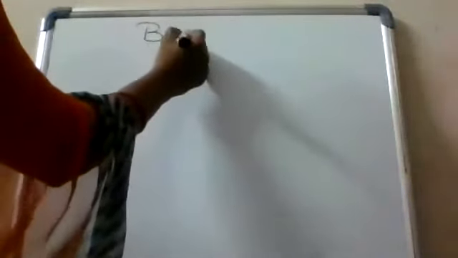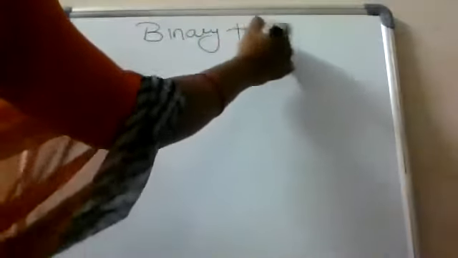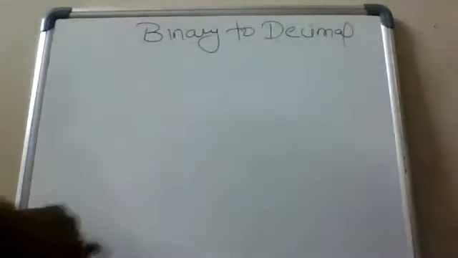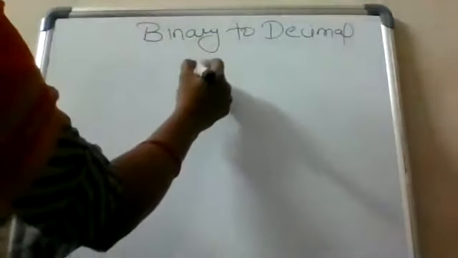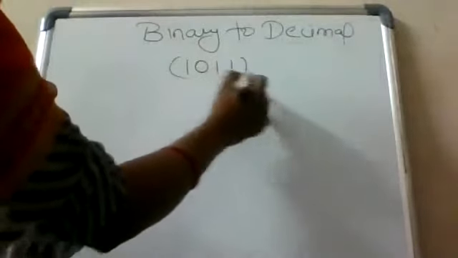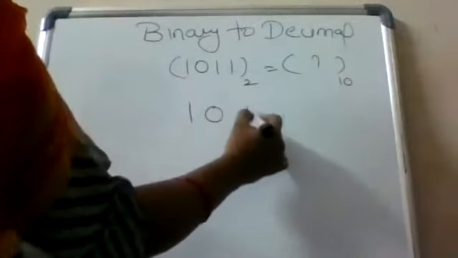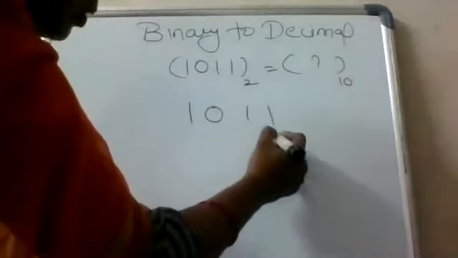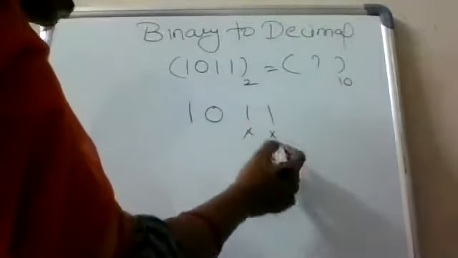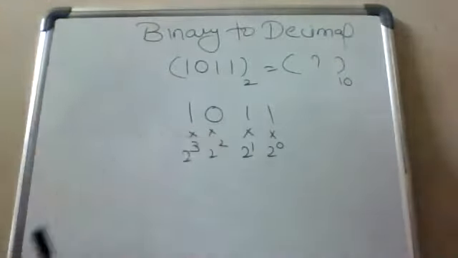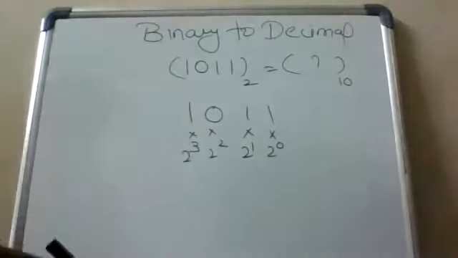Next, binary to decimal. In binary to decimal, base 2 is converted to base 10. Given the number 1011, we multiply every digit by powers of 2: 2 power 0, 2 power 1, 2 power 2, 2 power 3, from right side to left side.